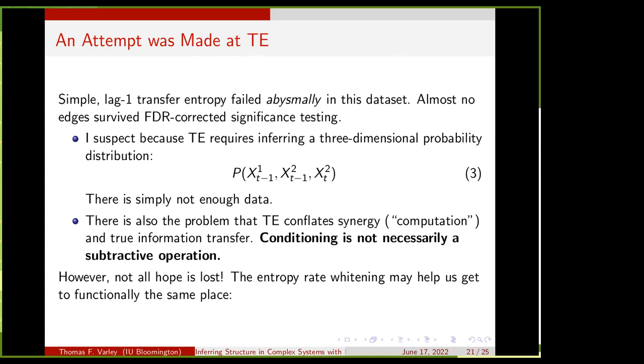I think this happened because the lag-1 transfer entropy requires inferring a 3-dimensional probability distribution. You need the past of x1, the past of x2, and the future of x2. And I think there's simply not enough data to infer a 3-dimensional Gaussian reliably. There's also the problem that having all of these terms in one probability distribution means that transfer entropy conflates synergy between computation and the true information transfer.